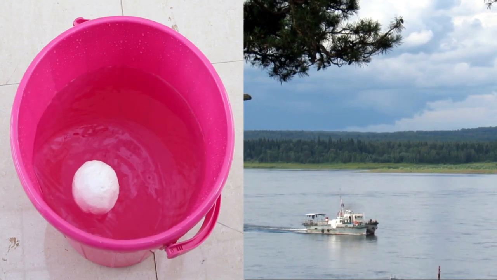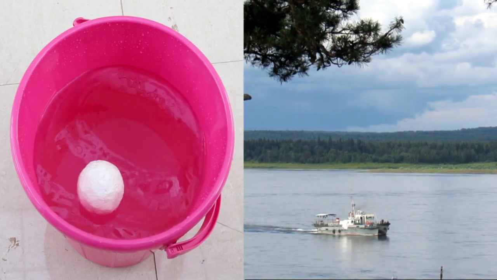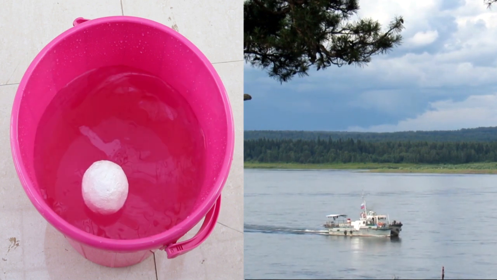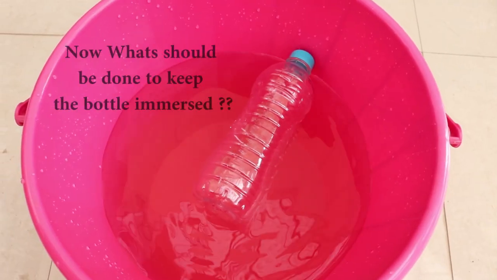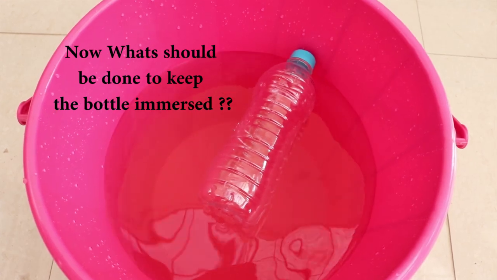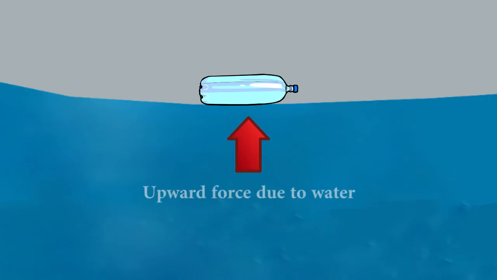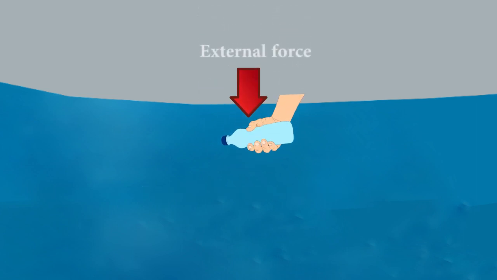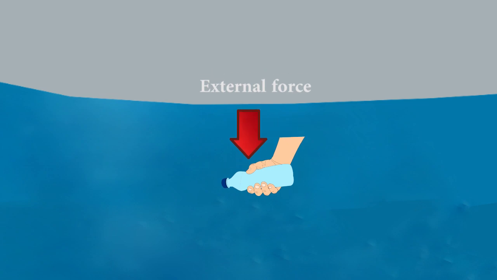In fact, all objects experience a force of buoyancy when they are immersed in a fluid. Now, what should be done to keep the bottle immersed? The upward force on the bottle due to water must be balanced by an external applied force acting downwards. That is, in this case, to keep the bottle immersed, you apply an external force by your hand and balance the buoyant force of the water.